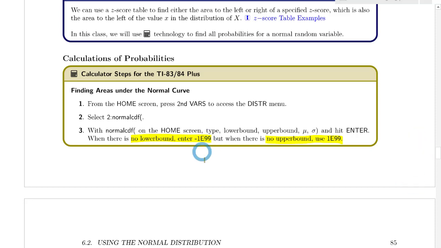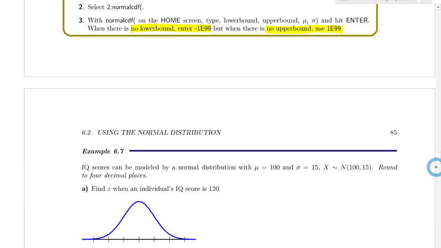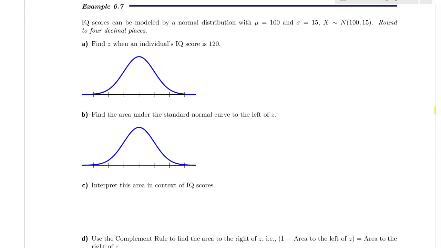So for example, if I just took IQ scores, because as we mentioned, IQ scores are popular for normal distribution, I would have a mean of 100, standard deviation of 15, and there's the distribution. And we're going to round everything to 4 decimal places. So let's go ahead and find z when an individual IQ score is 120. The first thing I would do is label the mean as 100, and then add and subtract 3 standard deviations from the mean. Here the standard deviation is 15, so this will be 115, 130, and 145.